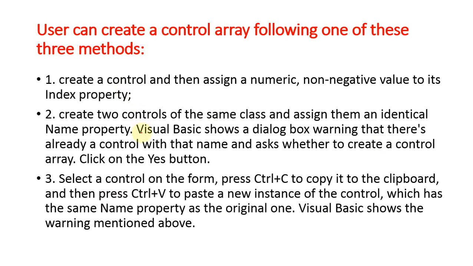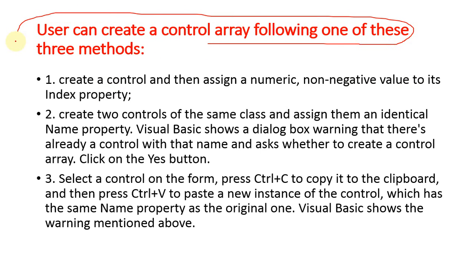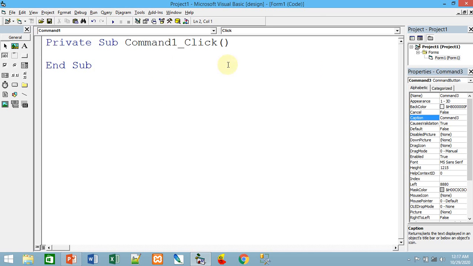Next, create a control and then assign a numeric non-negative value to its index. You can create the control array using one of three methods. The first method is very easy: create a control and then assign a numeric non-negative value to its index. So we'll see this. How to create it?